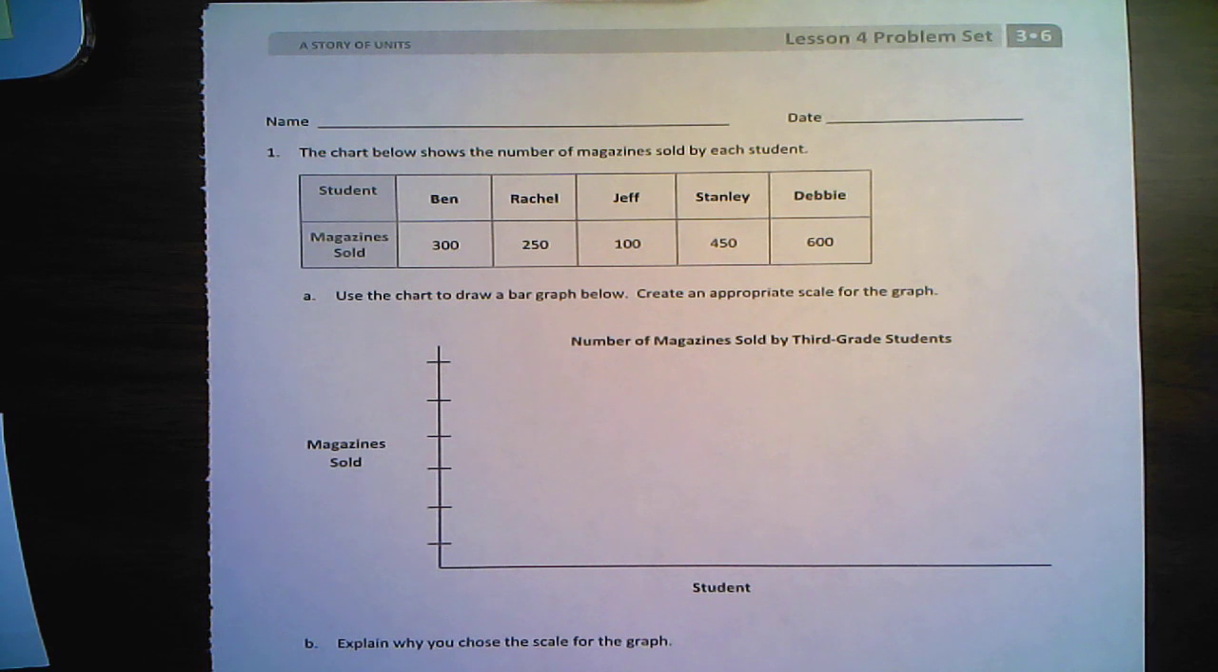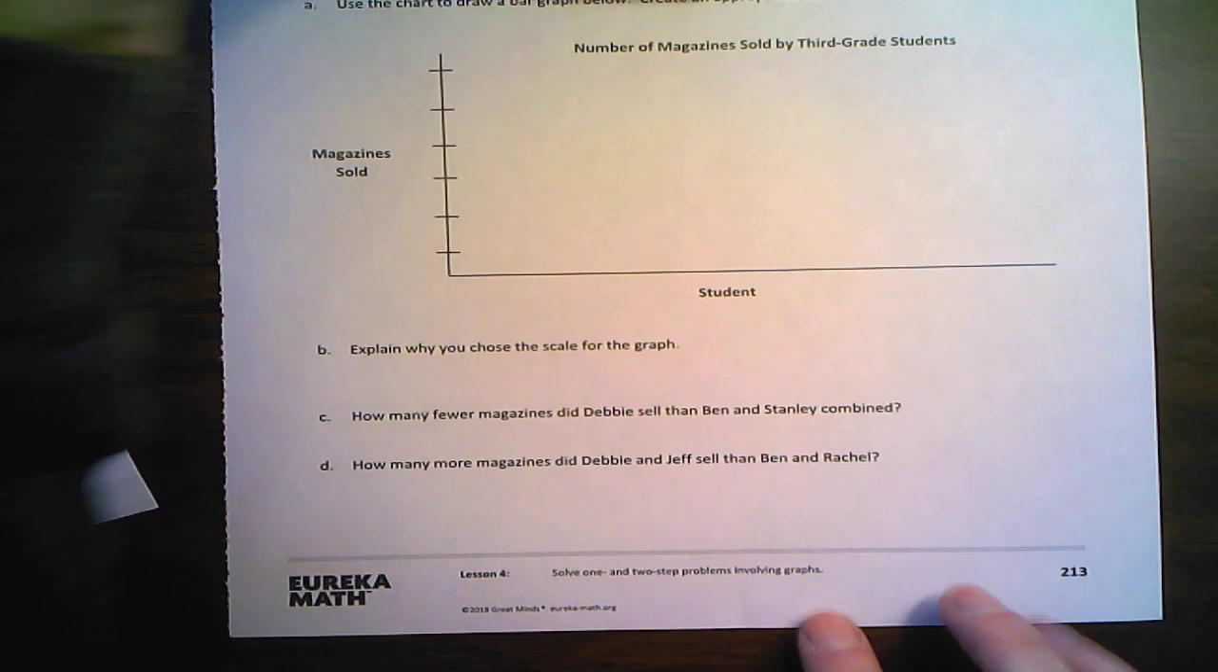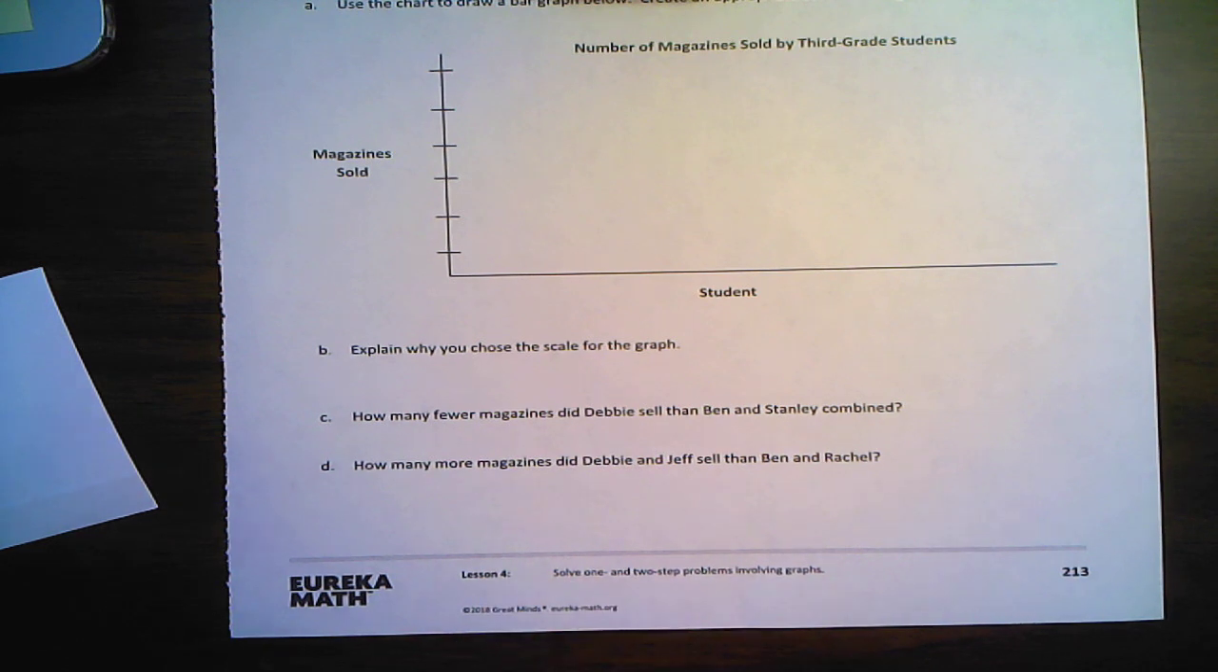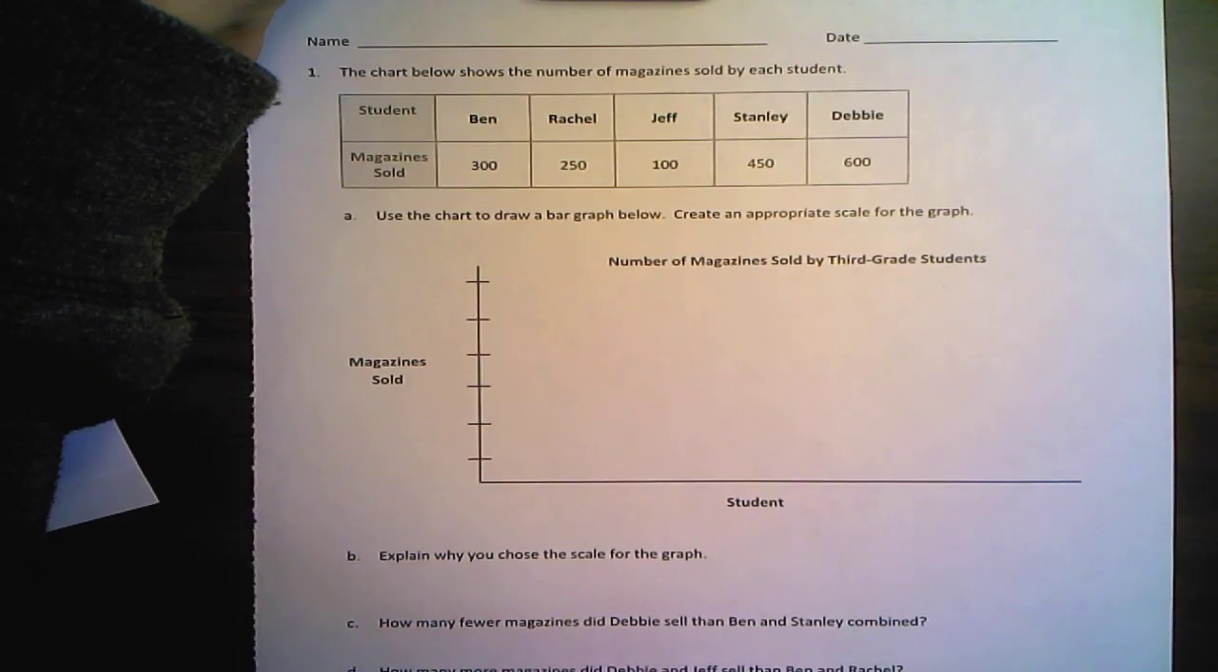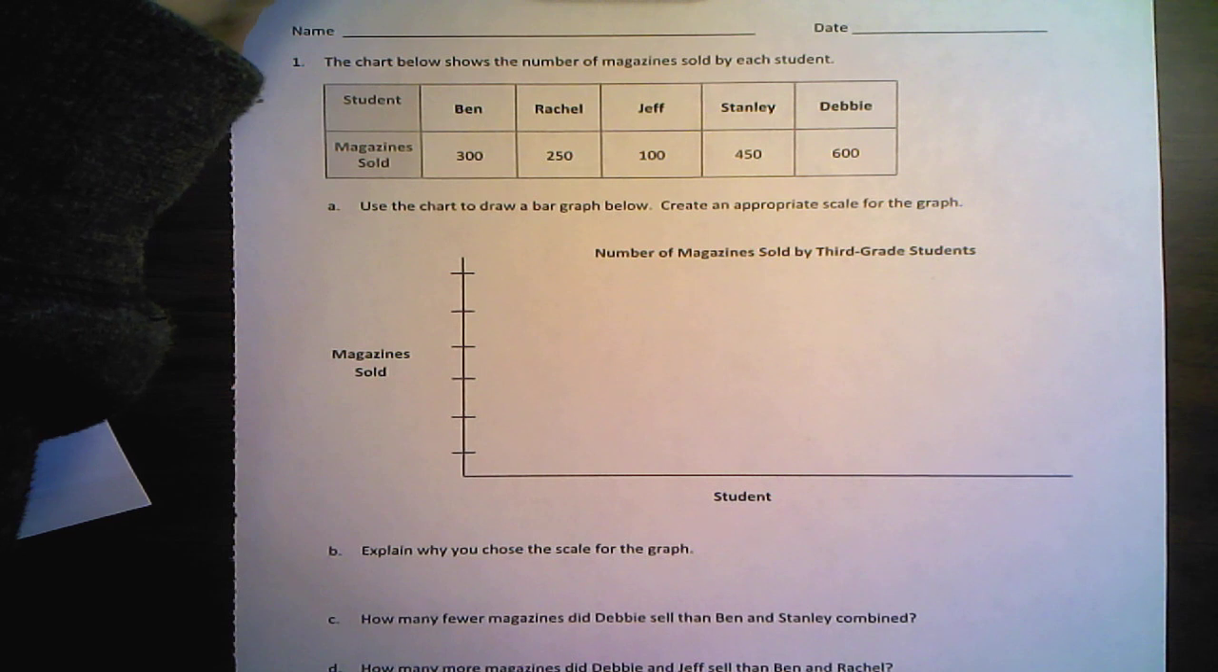Okay, let's jump in. If you look at the bottom of our page, this is always going to tell us what we're learning today. It says, solve 1- and 2-step problems involving graphs. Okay, we can do it. So by the end of the lesson, that's what we should be able to do.